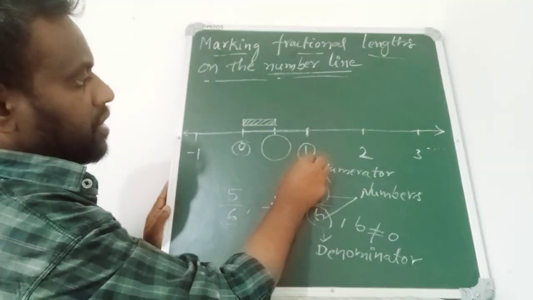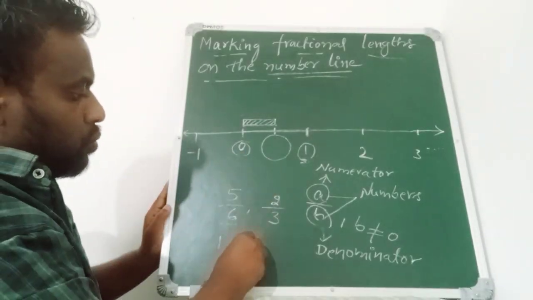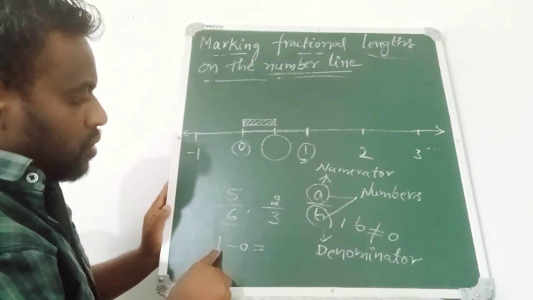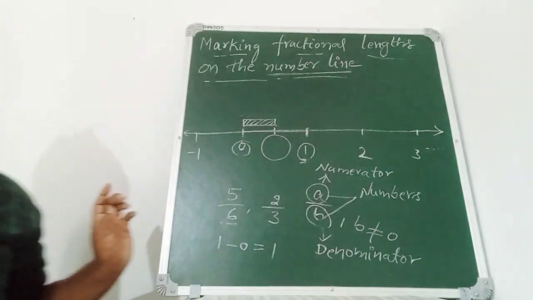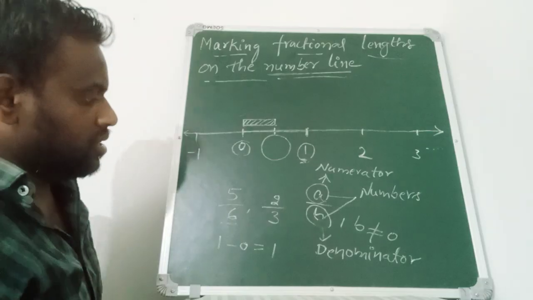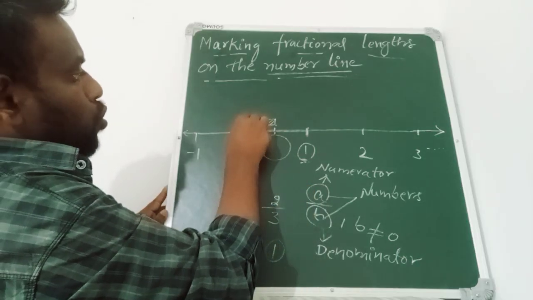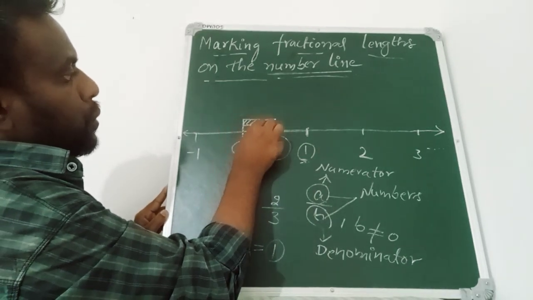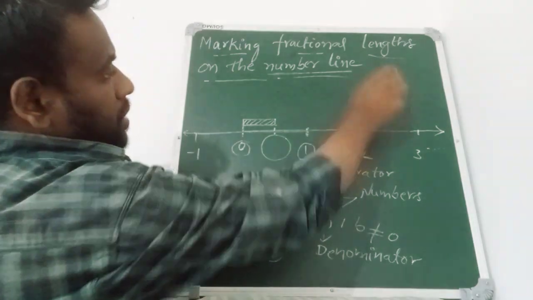For that, first take this ending number 1 minus this starting number 0. So 1 minus 0 is how much? 1. You got it right? So 1 minus 0 is equal to 1. So the length from here to here is 1 unit. Okay, I will write here.